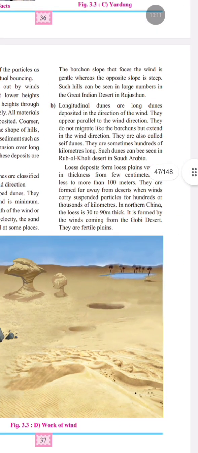Next is longitudinal dunes. Longitudinal dunes are long, narrow dunes that extend parallel to the direction of wind. They are also called seif dunes. They may extend for hundreds of kilometers. They can be seen in the Rub al Khali Desert of Saudi Arabia.